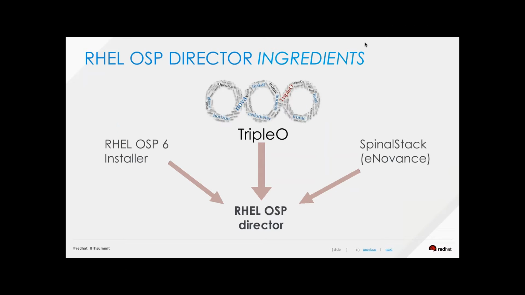So new in RHEL OpenStack Platform 7 is our Director, which is a combination of the best installer tools integrated with a community TripleO management project. It brings together the best installation mechanisms from SpinalStack, which is an acquisition from when we acquired eNovance, Foreman from the RHEL OSP 6 installer, and now TripleO, all built on a robust API backend.